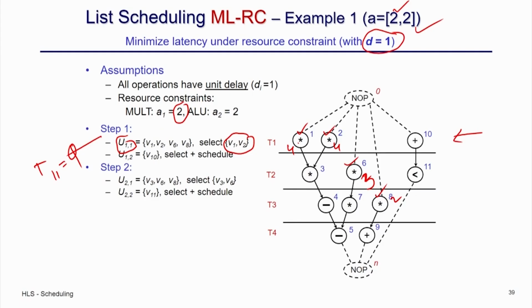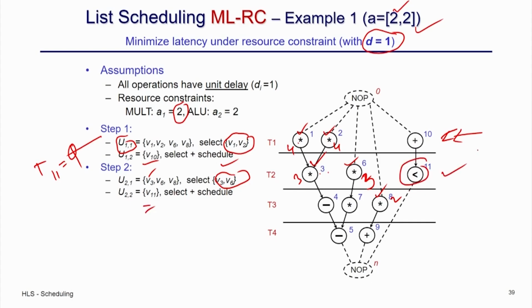Now, once this is done, this is also available. So, my U will contain V3, V6 and V8, where the distance is 3. I am going to select 3 and 6 because they have the highest priority, and after that, in the next time step, I am going to select 7 and 8. For the adder, only one operation is ready: V10. I am going to select it because there are 2 adders available. In the next time step, only V11 is available.